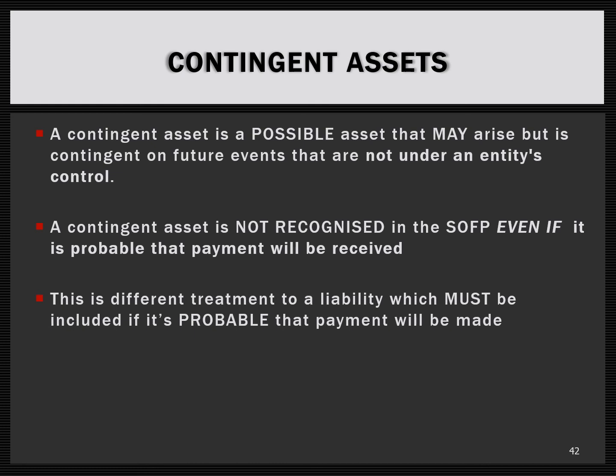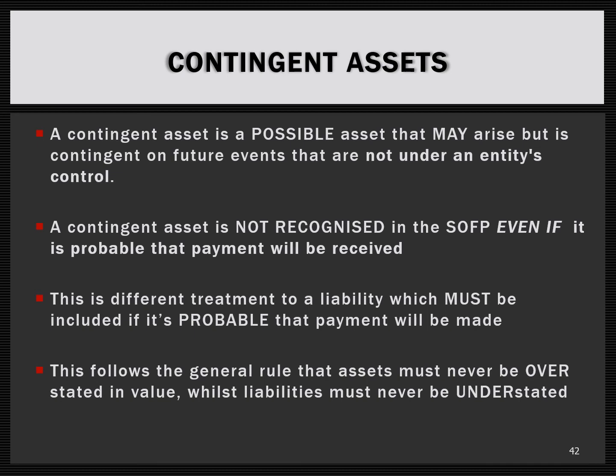So this is different treatment to a liability. We must include the liability if it's probable that we're going to have to make a payment. But we don't include an asset if we think it's probable that we're going to receive some money. We only include that asset if we're absolutely certain that that cash will be received.